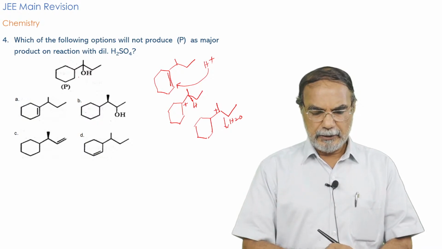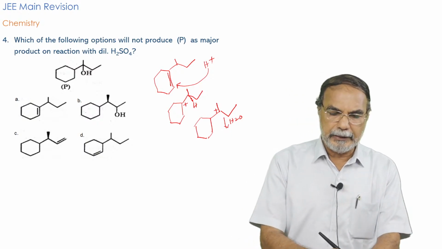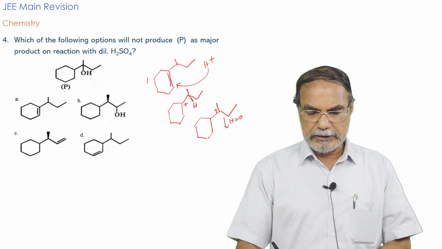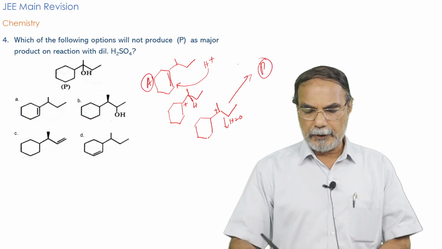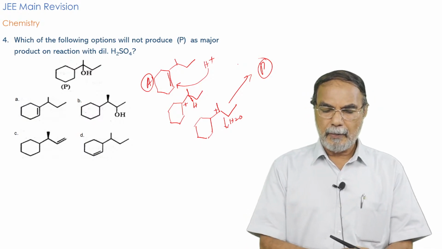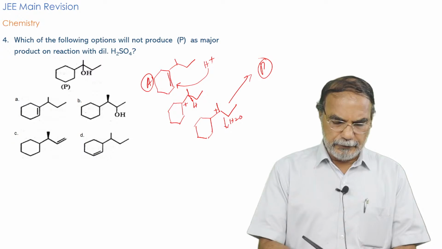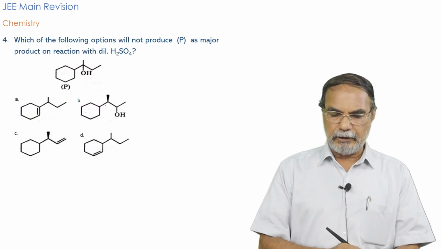That means the compound A will give P as the major product. This is A, and it gives P as the major product. So the first option actually gives the compound P. Now coming to the second option.